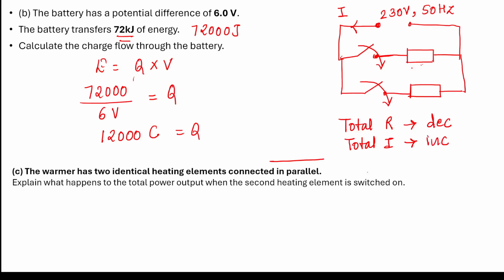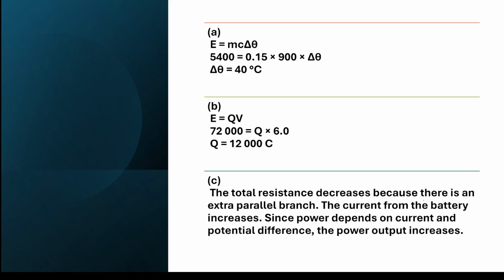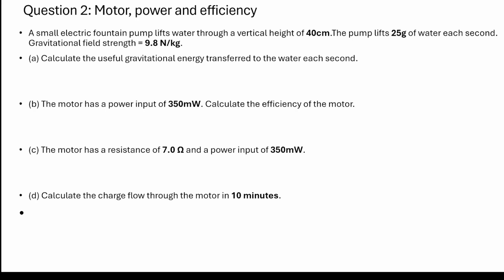So the total current increases, hence the power output from my foot warmer is going to increase because power output is what? Is potential difference times current. The potential difference is same, 230 volts, but the current has increased because you have switched on this parallel circuit. The parallel circuit means the resistance decreases and the current increases. Power output increases then. Okay, so you can pause the video and check the answers.